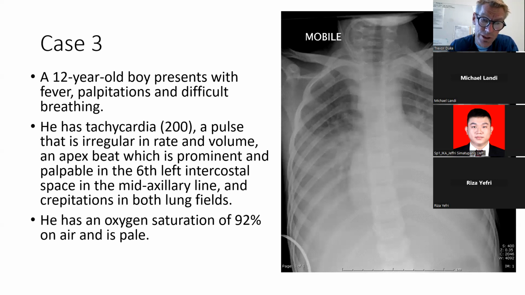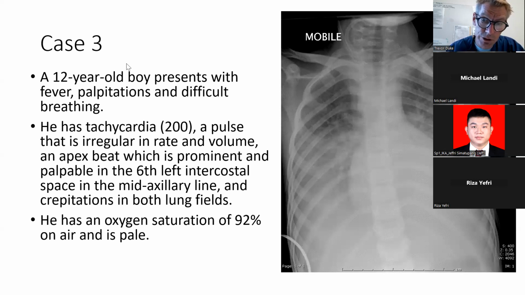his radial pulse. His apex beat was prominent and palpable in the 6th left intercostal space in the mid-axillary line. So you know that already on clinical grounds that he's got cardiomegaly, and he had crepitations in both lung fields, and even on air, he had an oxygen saturation that was just 92%. So he wasn't very hypoxic, but he was a bit hypoxic, and he looked quite pale.